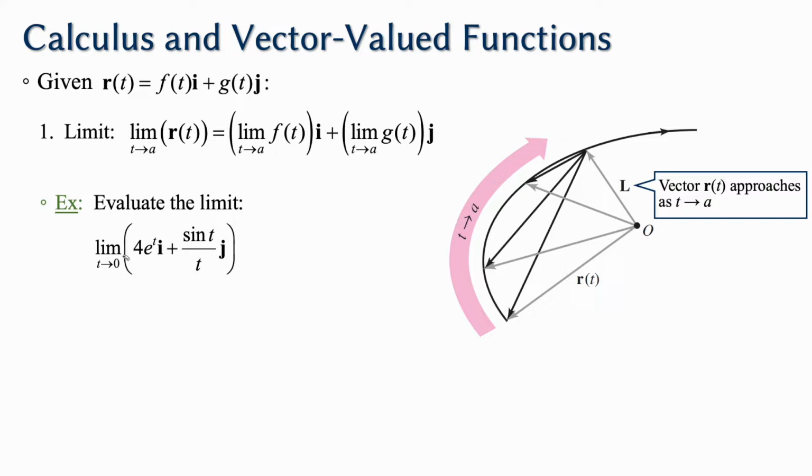Let's try another example. We're looking at the limit as t approaches 0 of this vector-valued function. So we're going to let t approach 0 in this horizontal component and then in this vertical component to see what the result's going to be. Looking at 4e raised to the t, as t approaches 0, that just becomes 4 times 1, so this is just going to give us 4i. And then sine of t over t, by theorem, as t goes to 0, approaches 1 as well. So this will just be 1j.